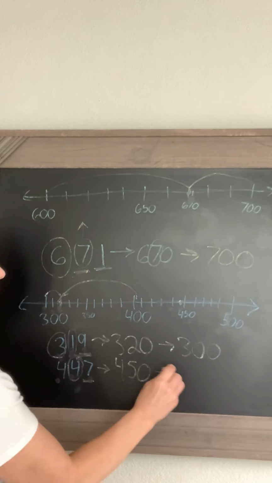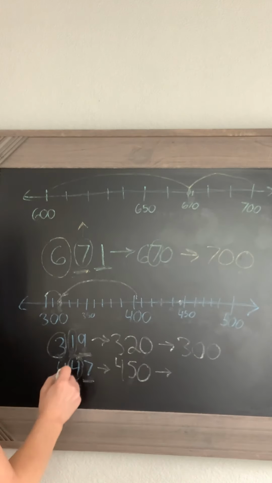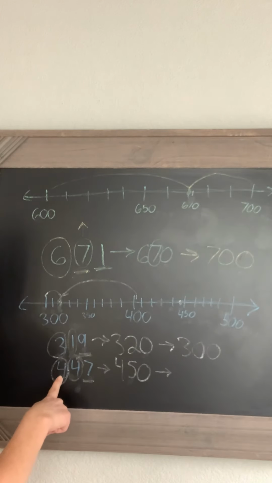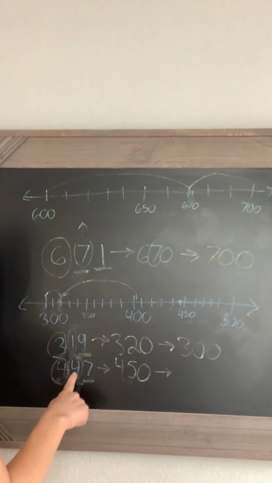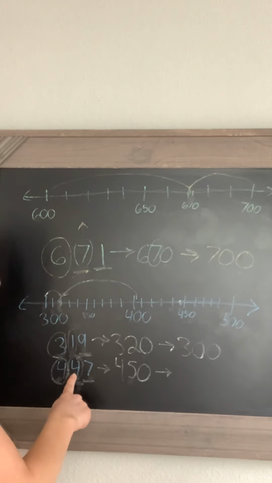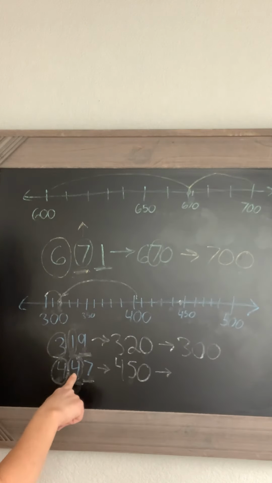Now we're going to round it to the nearest 100. So this time I'm going to circle my hundreds place. I have 4 hundreds. Look next door at the tens place. I have 4 tens. Are we going to raise the score or let it rest? We're going to let it rest.